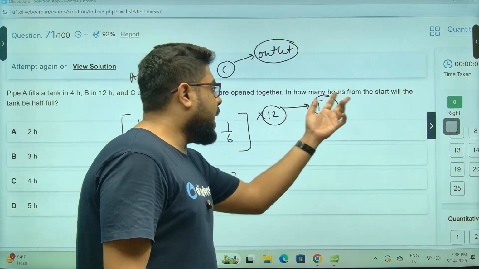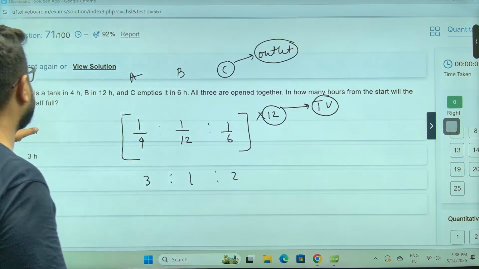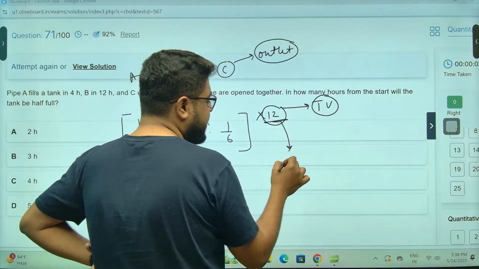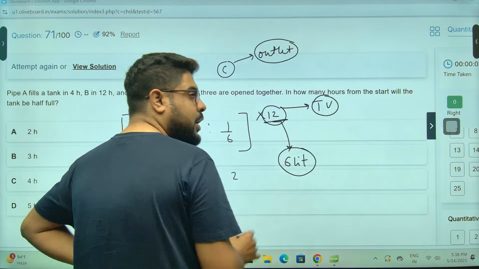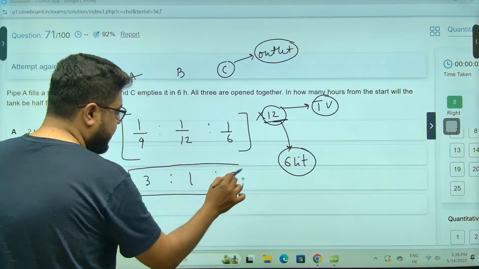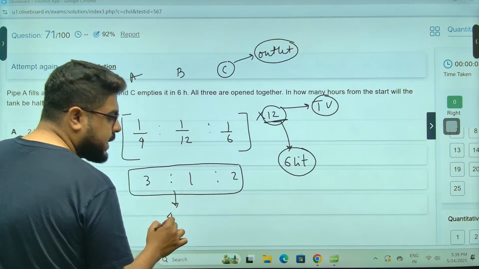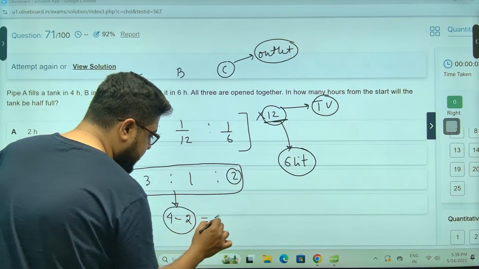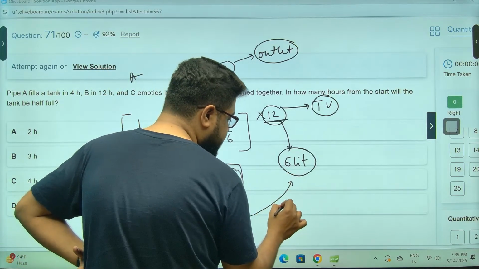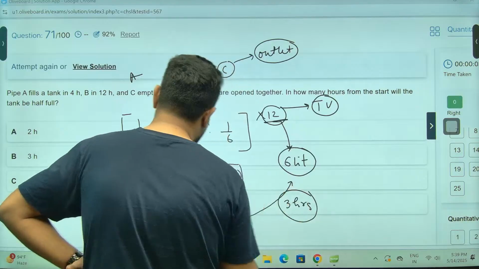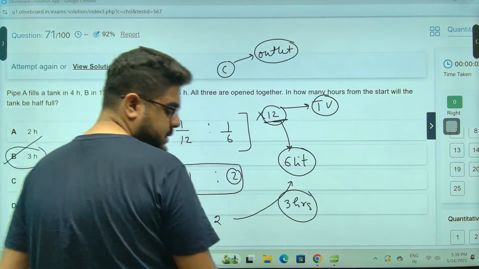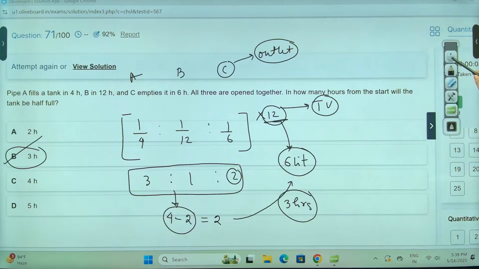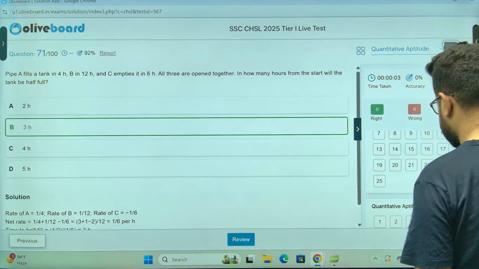Now they are asking: in how many hours from the start will the tank be half full? Sir, total volume is 12. Half full means I need to fill 6 liters. Now, if all three are open together, how much are they filling? 3 plus 1, 4 liters is getting filled, 2 liters is getting out. So every hour they are filling 2 liters. 6 liters means how many hours? 3 hours. Option B, 3 hours is the correct answer. Again, Sashi, Reena, both of you are correct.